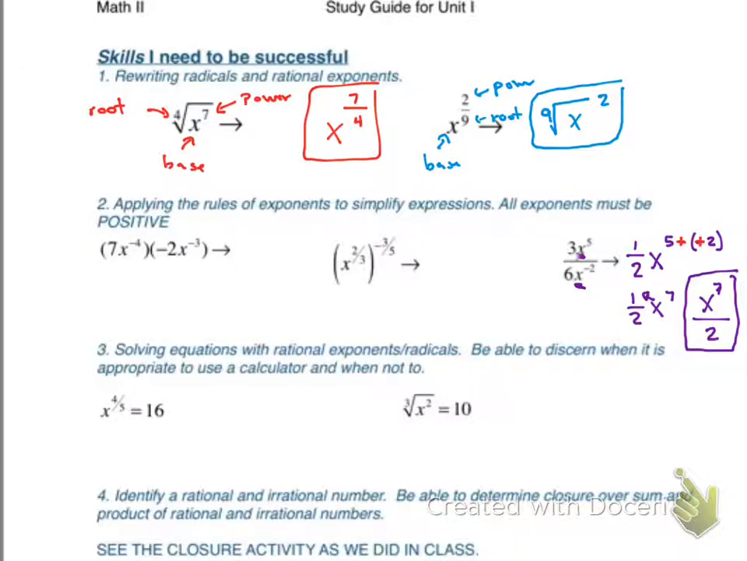So it says, identify a rational and irrational number. Be able to determine closure over sum and product of a rational and irrational number. So remember, the main thing we need to know is a rational number can be a whole number, a fraction, or a terminating or repeating decimal.